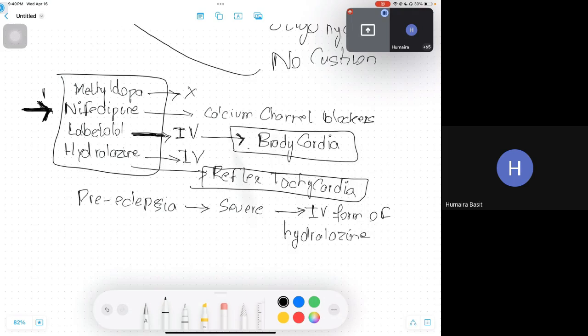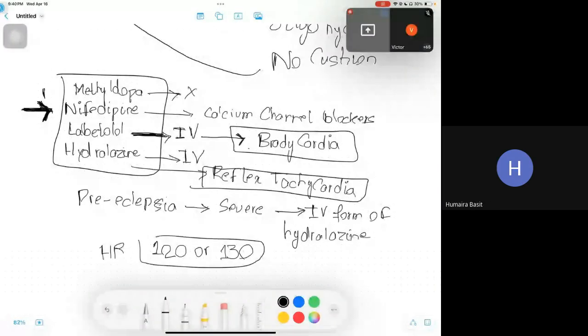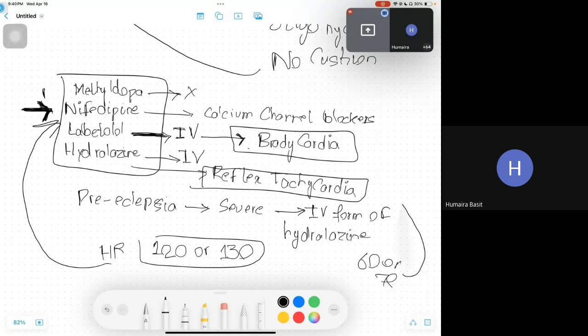So if the patient in the vignette has a very high heart rate, it's already 120 or 130, which drug will you prefer? Labetalol, yeah, beta blocker. Yes. And if the heart rate is like 60 or 70 or 50, then you move on to hydralazine. So that's how you decide.